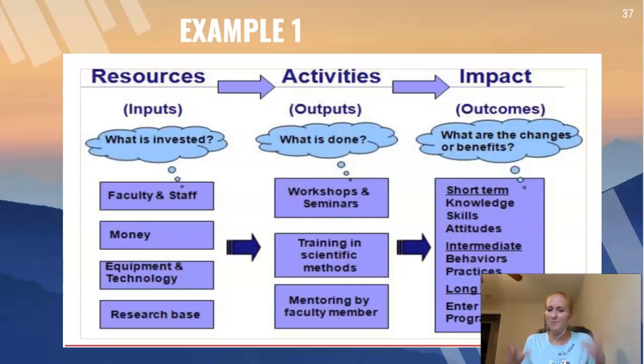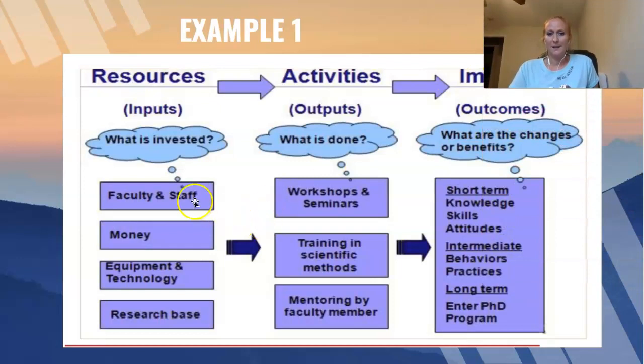So this one's kind of more of a simplified version, but it works for its purpose. So they kind of just have resources, activities, and impact, and then they say inputs, outputs, outcomes. And they prompt themselves with these little thought clouds that say what's invested, what's done, what are the changes or the benefits. So essentially here, they say, we have people, we have money, we have stuff, we have some research and a head start in the game.